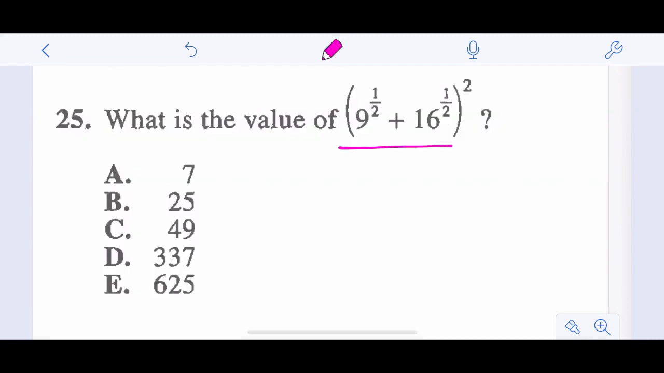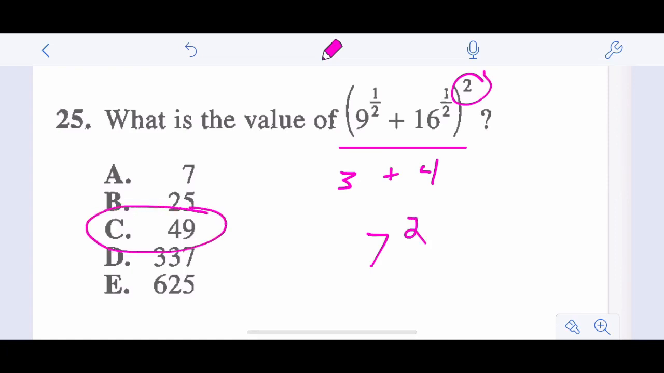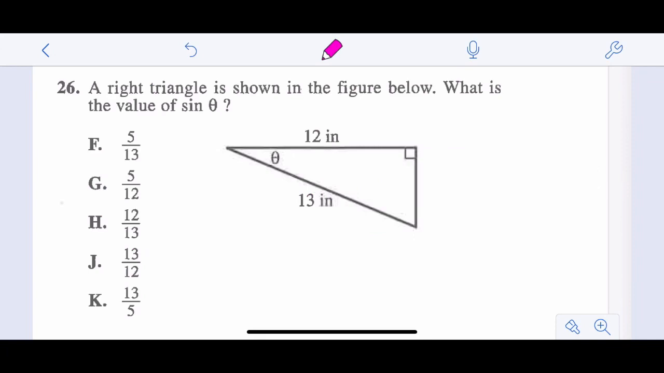You could actually put it straight into your calculator if you wanted to, and it'd give you the answer. But 9 to the 1/2 is 3, and 16 to the 1/2 is 4. So 3 plus 4 is 7, and then 7 squared is 49. So C.